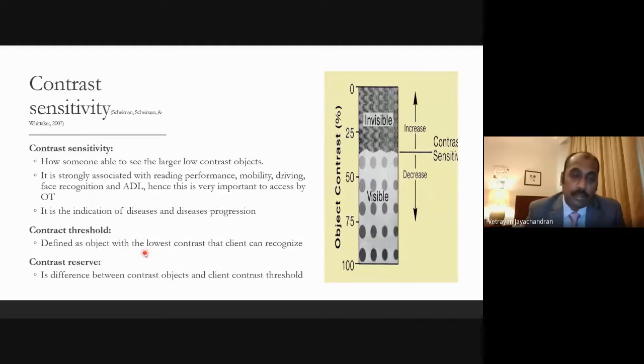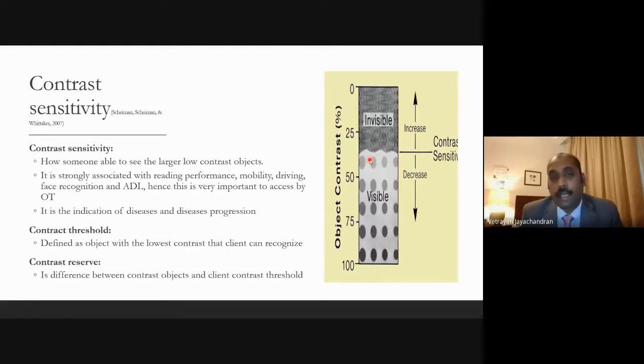Another term we have to understand is the contrast reserve. It is the difference between the contrast of the object and the client's contrast threshold. For example, if my contrast threshold is 50 and the object contrast is only 25, I will have a difference of 25 contrast levels. So I cannot see an object at 40, 30 or 20. If my contrast threshold is 50, definitely you have to modify the environment and make the contrast level more than 50 for the client. It should not be less than 50. If it is less than 50, then the person cannot see all the images in the environment. That's why it is very important.